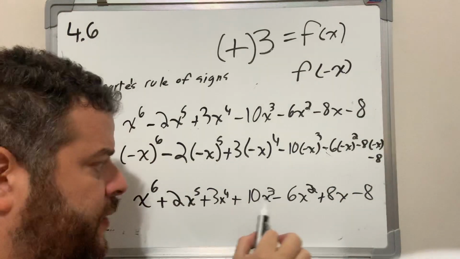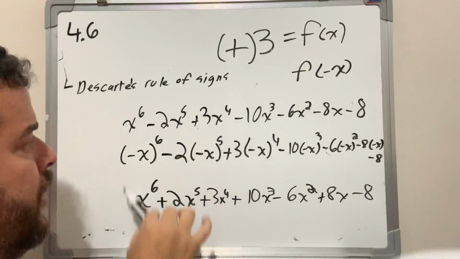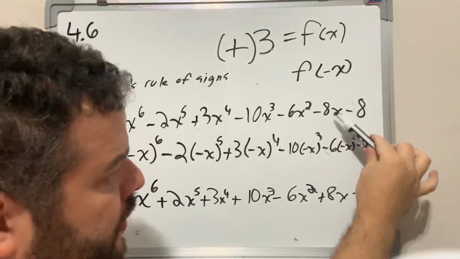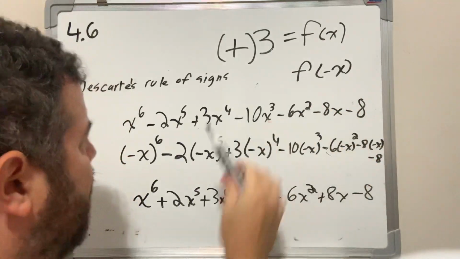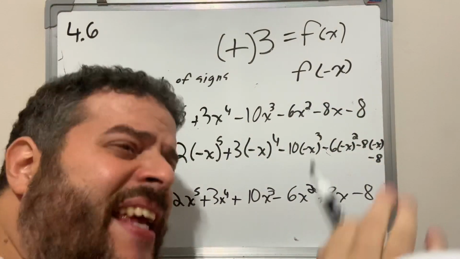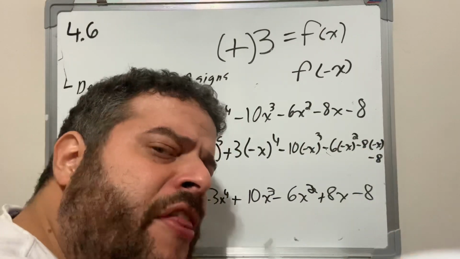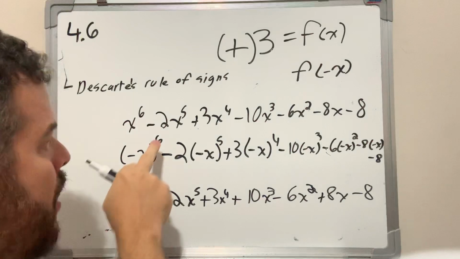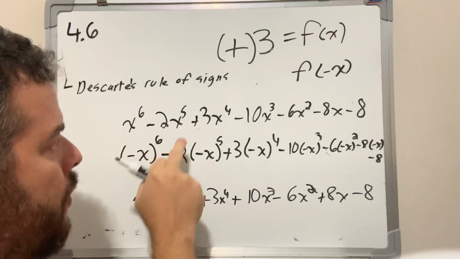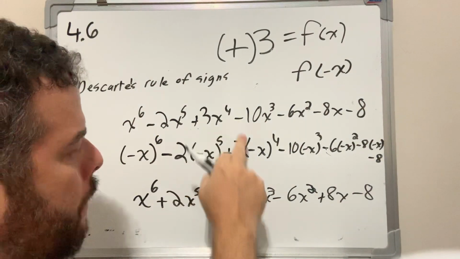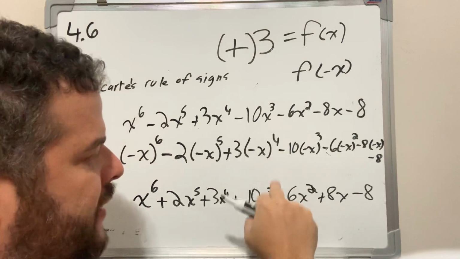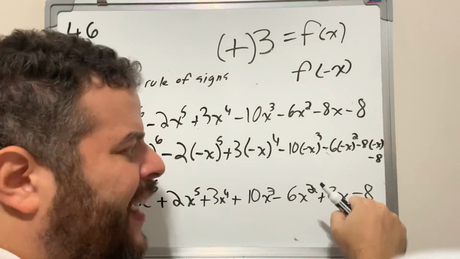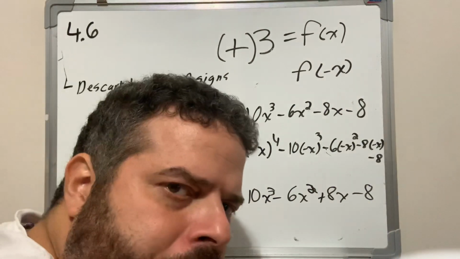Note, when you change the x from a positive x to a negative x, all that changes is the signs. Notice the numbers stay the same. Notice that the degrees stay the same. The only thing that changes is, in some cases, the signs change. Not always. My x stayed the same, but now my 2 changed. My 3 stayed the same, my 10 changed. My 6 stayed the same, my 8 changed, and my negative 8 stayed the same.